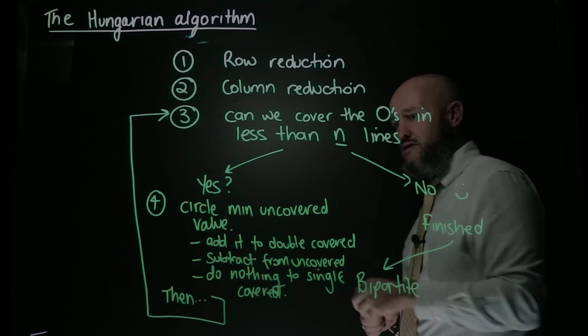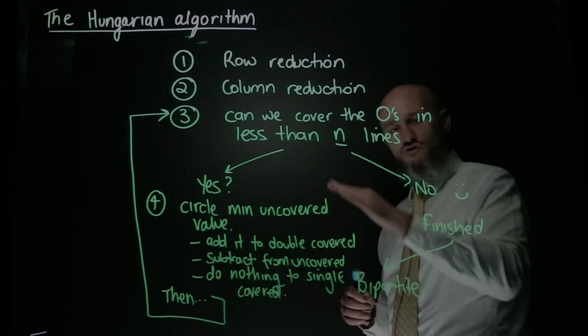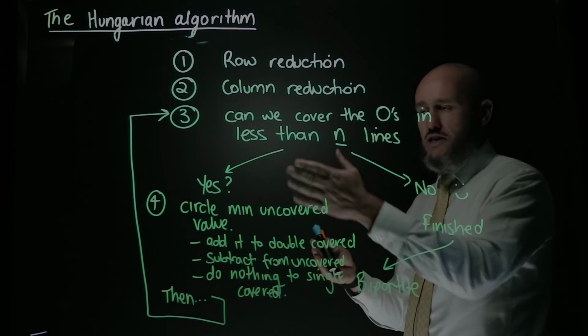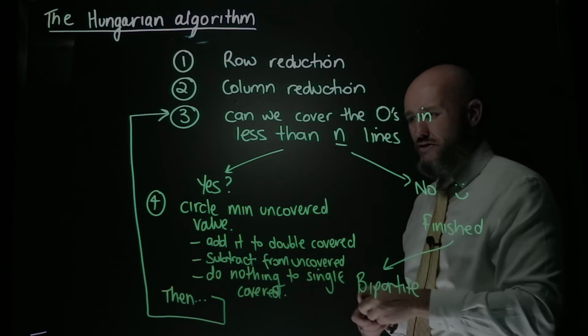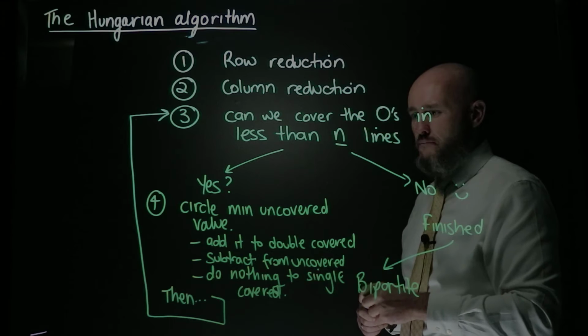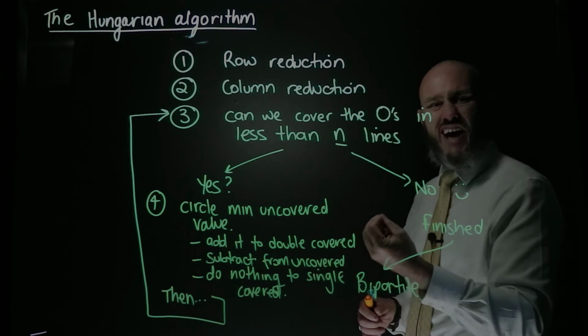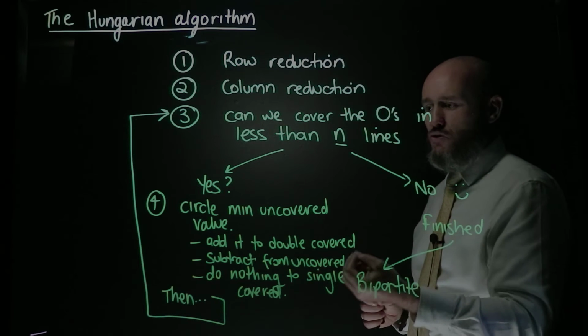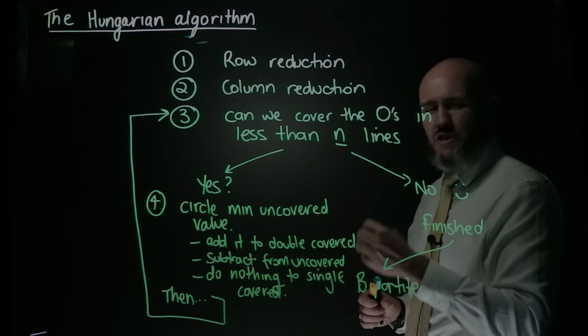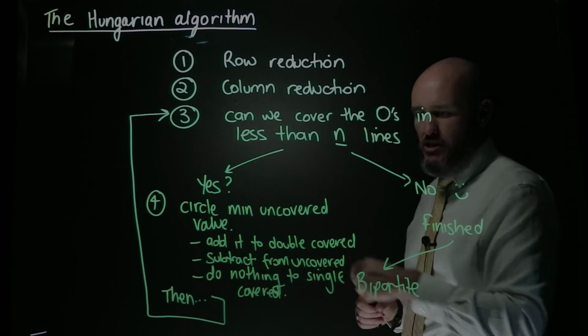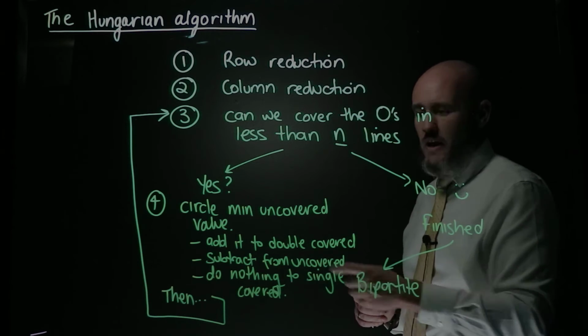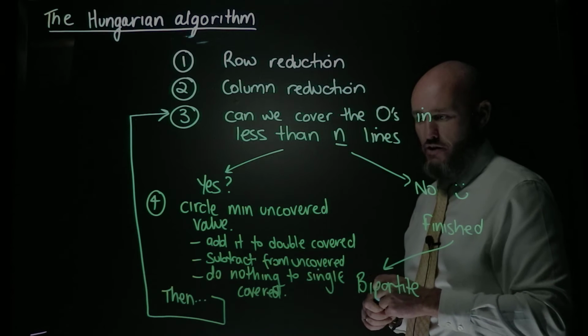But if the answer is yes, then what we need to do is we draw those lines on there. In this case there'll be 2 because we've only got 3 options. We draw the 2 lines on there, circle the minimum uncovered value, and then we do 3 things. We add it to all the double covered items, we subtract it from the uncovered items, and then we do nothing to the single covered items.